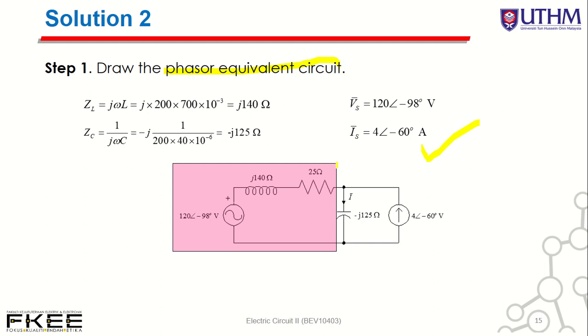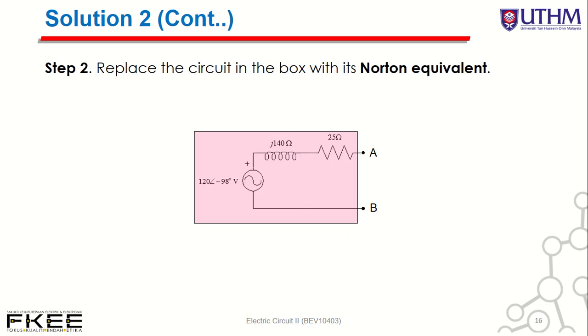Then you determine IN and ZN for this circuit at this point. At this point, you need to replace the box with the Norton impedance and IN, the Norton current. So you replace the circuit in the box with the Norton equivalent. How to determine the Norton equivalent? First, you need to determine R Norton.